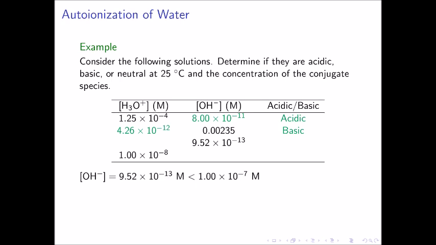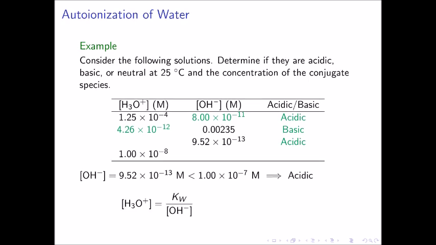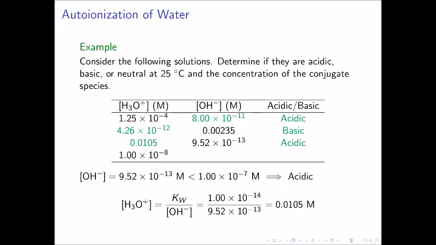For solution 3, the hydroxide ion concentration is now 9.52 times 10 to the negative 13. This is less than 1 times 10 to the negative 7 molar, and therefore the solution is acidic. The hydronium ion concentration again is Kw divided by the hydroxide ion concentration, or 1.0 times 10 to the negative 14 divided by 9.52 times 10 to the negative 13. This gives a hydronium ion concentration of 0.0105 molar.